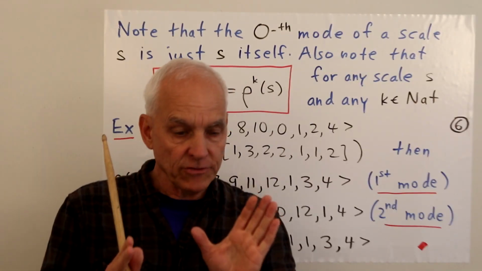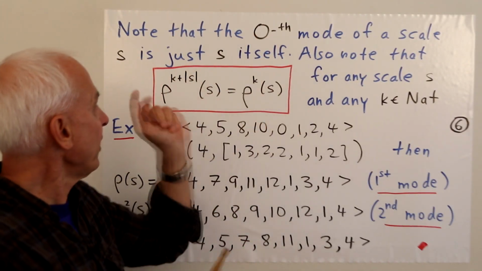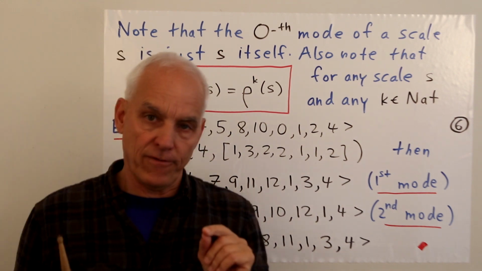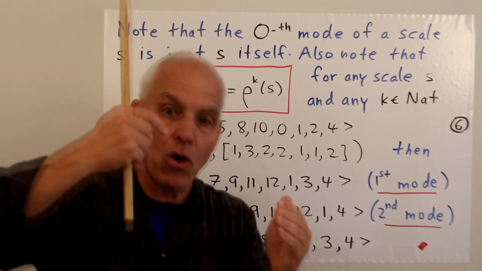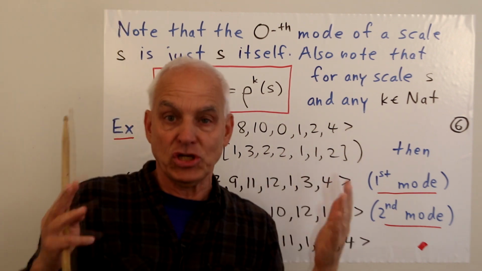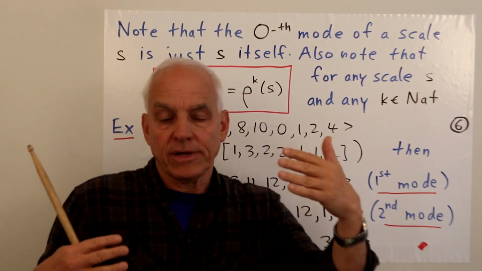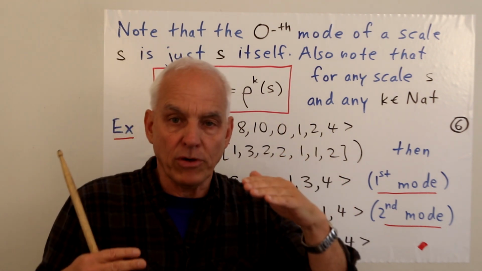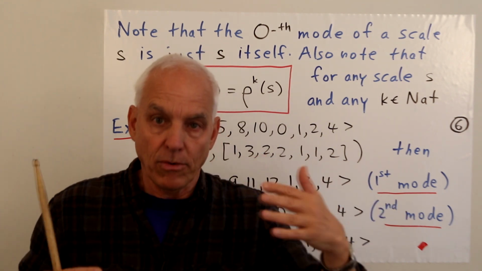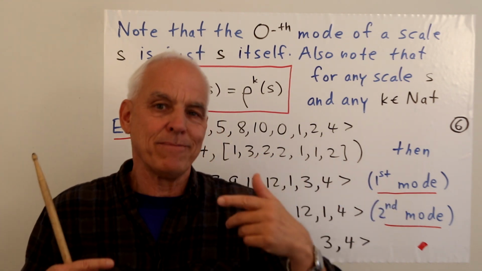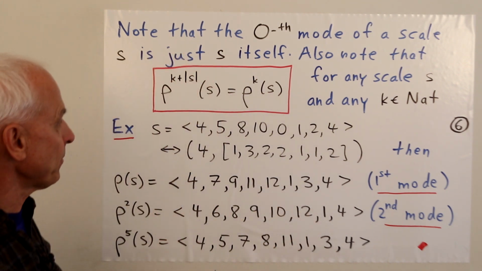So two observations. One is simple but important. The zeroth mode of a scale is just the scale itself, because the zeroth mode corresponds to applying the operator rho to the 0, which is the identity operator. It doesn't change the interval sequence. Okay, so in the major case, the zeroth mode is what's called the Ionian mode. Again, we're preferring to start our count with 0 because it's mathematically nicer.